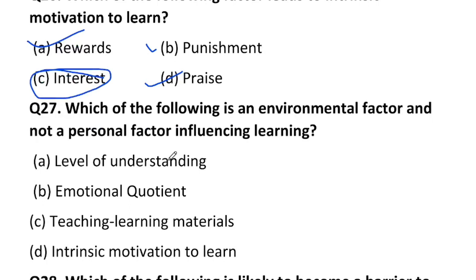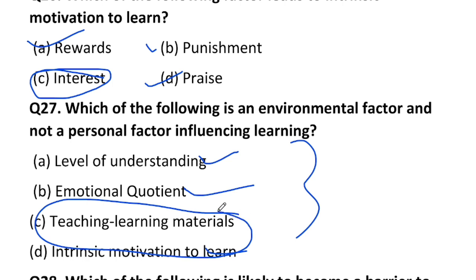Which of the following is an environmental factor and not a personal factor influencing learning? Level of understanding, emotional quotient, teaching learning materials, intrinsic motivation. Look, level of understanding, emotional quotient and intrinsic motivation are related to cognition. But teaching learning material is extrinsic, that is related to environmental factors. So the answer will be option number C.